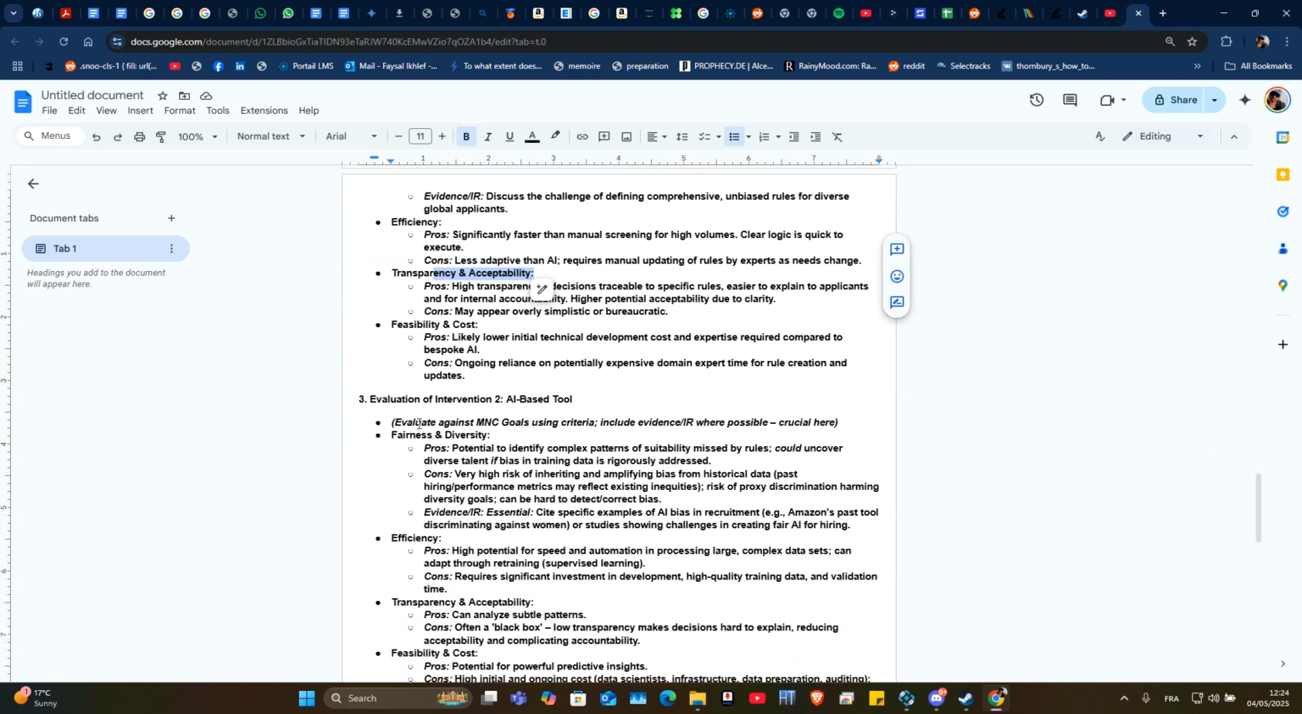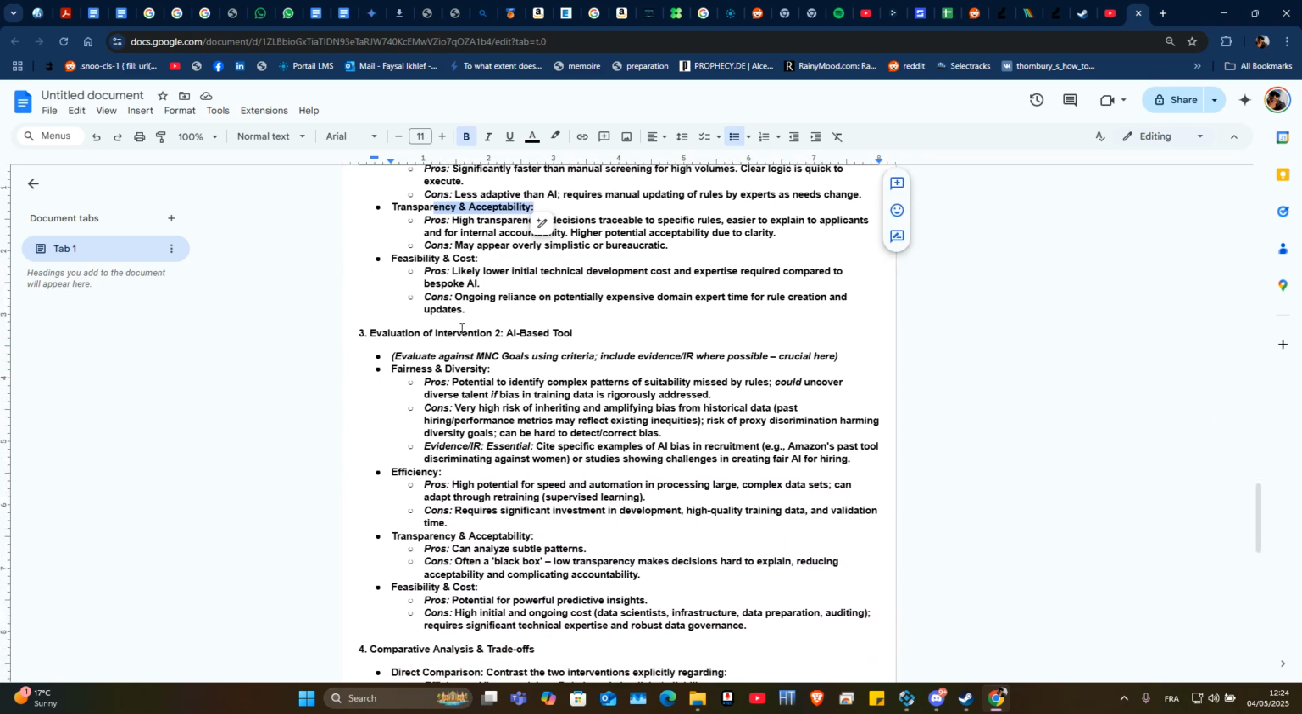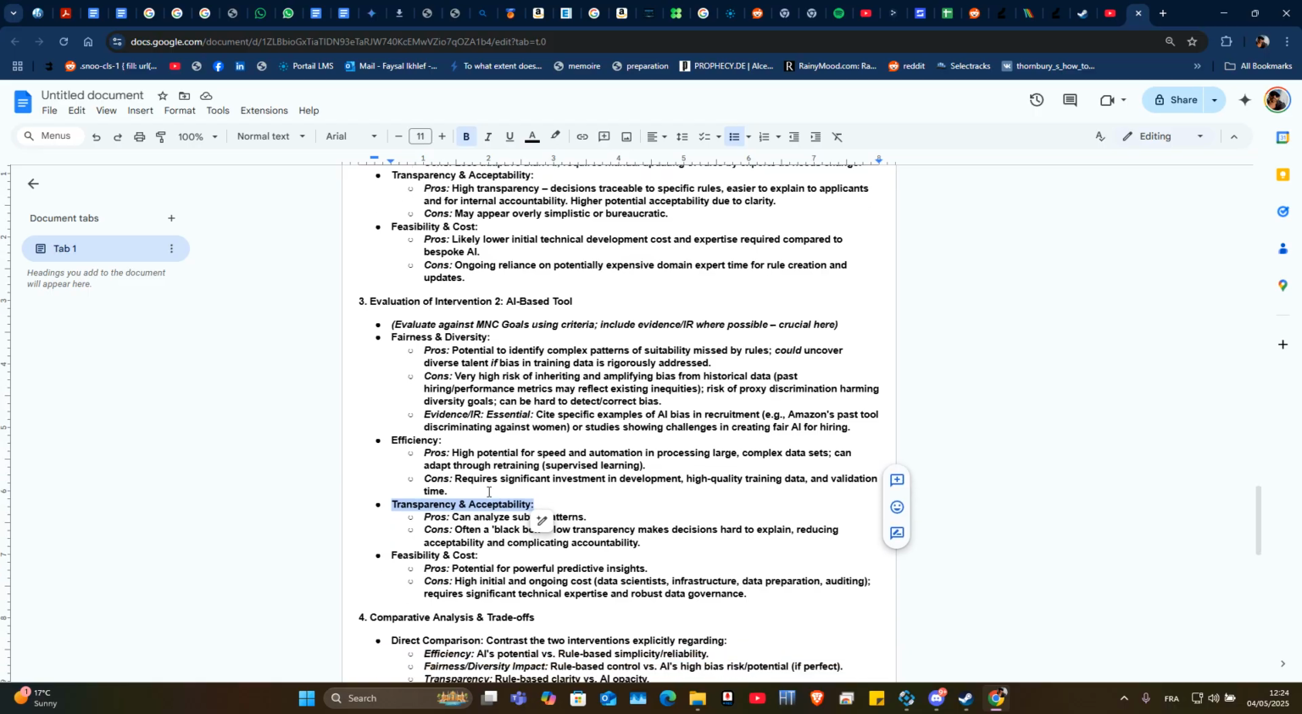And then you just repeat the same system for evaluation of intervention 2. You just go over the points and use headings like this. The examiners love it when they see headings like this. Acceptability and equity, colon, you speak. Feasibility and cost, colon, and you speak. Okay?